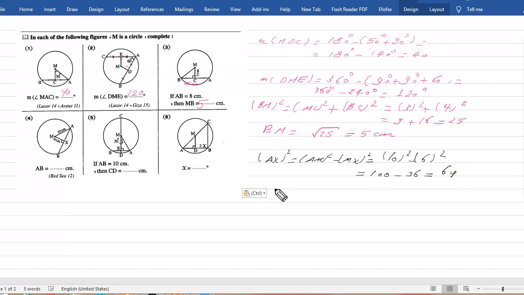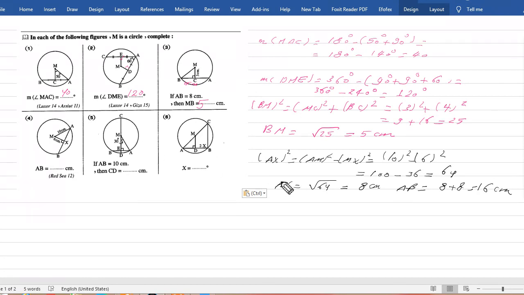Take the square root. Then AX equals root of 64, and root of 64 equals 8. So the length of AB equals 8 plus 8, which becomes 16 centimeters.